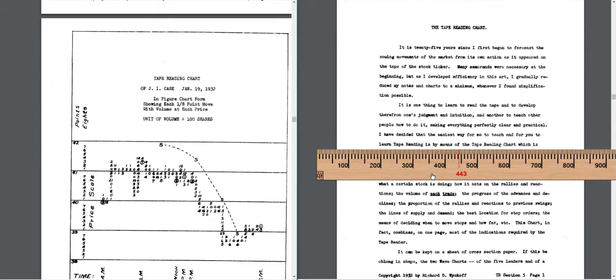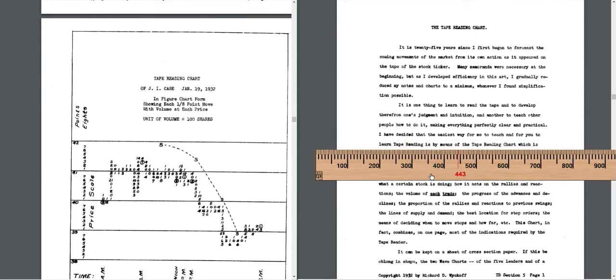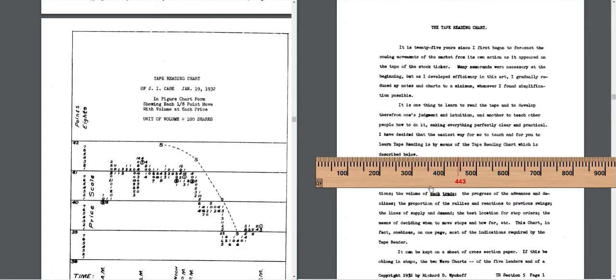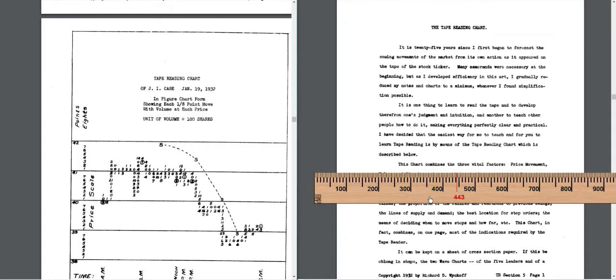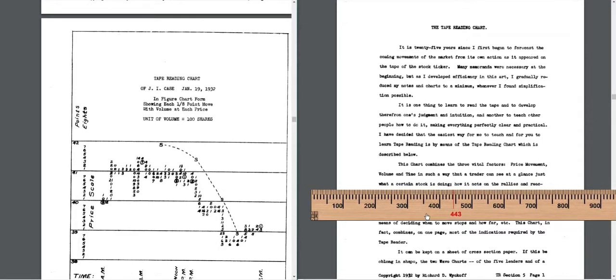Next is: the easiest way to teach you to tape read is by means of the tape reading chart, which is described below. This chart combines the vital factors of price, volume, and time in such a way that a trader can see at a glance what a certain stock is doing.